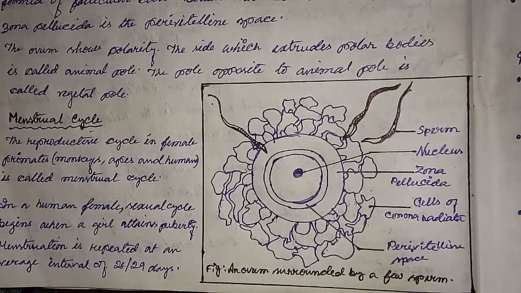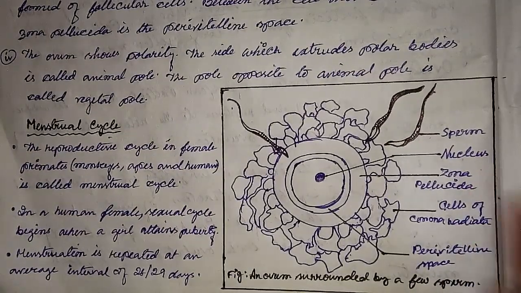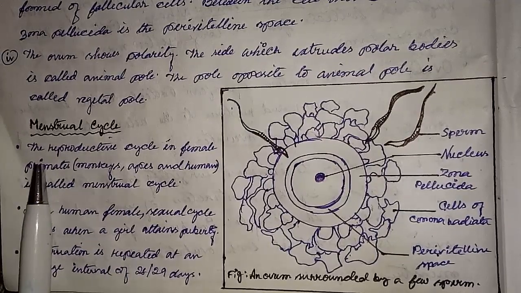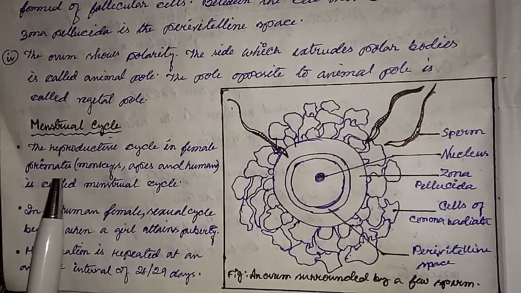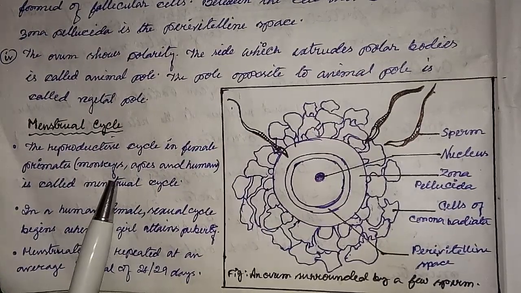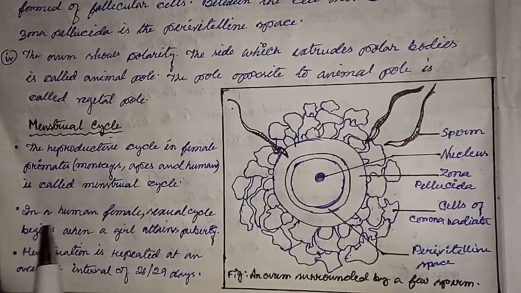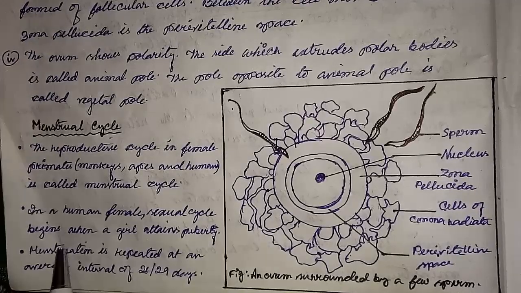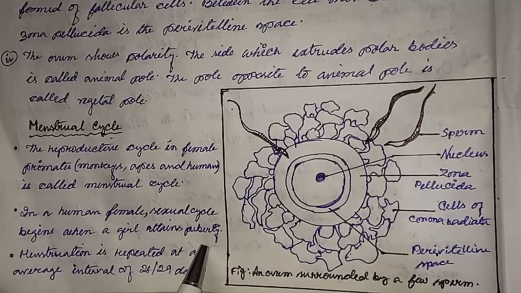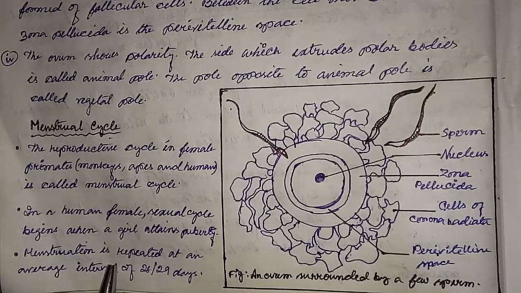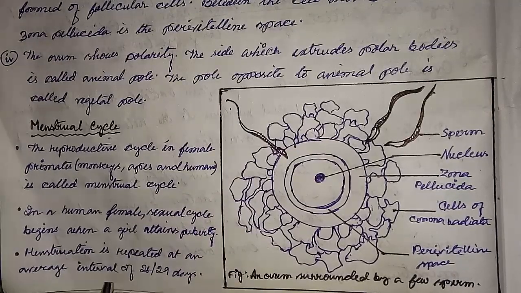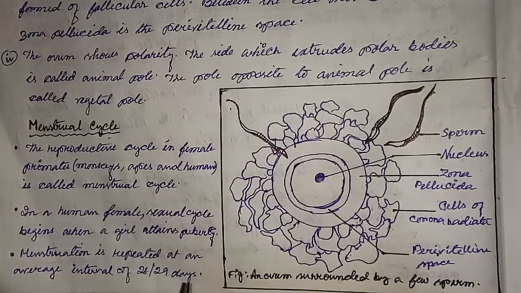Now next, menstrual cycle. The reproductive cycle in female primates, such as monkeys, apes and humans, is called menstrual cycle. In a human female, the sexual cycle begins when a girl attains puberty. Menstruation is repeated at an average interval of 28 or 29 days.